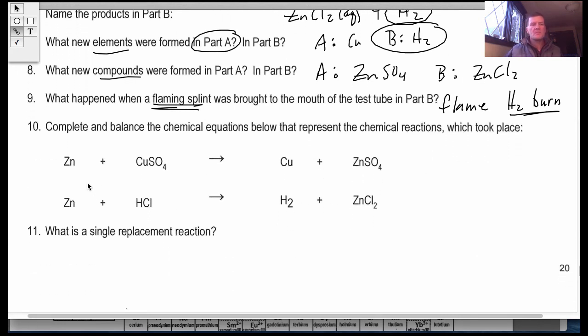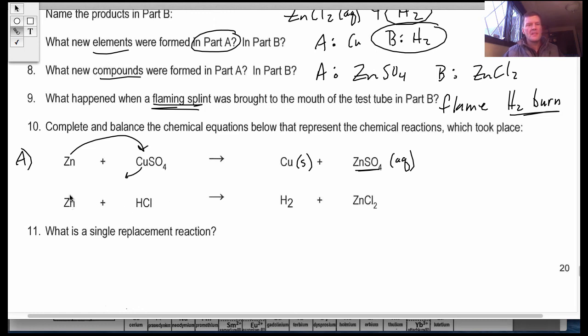Okay, so let's go ahead and work this out. Here, this is the part A, single displacement. The zinc is put into a copper sulfate solution. It kicks the copper out. The zinc now is going to form your zinc sulfate compound, but that's still aqueous, it's still dissolved in water, and the copper now is by itself, and this is your new solid. And this is actually balanced already.